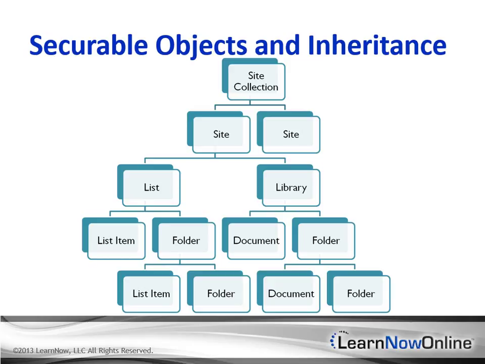You have the option of breaking inheritance at any of those levels. So if you want to break inheritance at the site level, you can do that. You can break it at the list level or library, which a library is basically a list, all the way down to the item level. Sometimes if you're breaking inheritance at the subsite level, it might be better just to create a second site collection. It just depends.